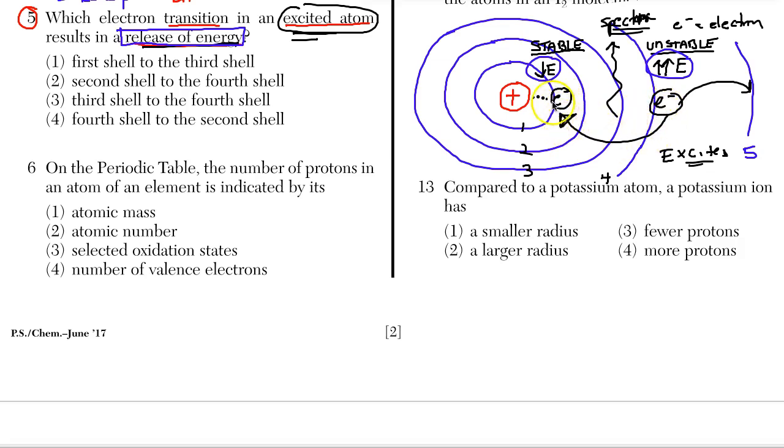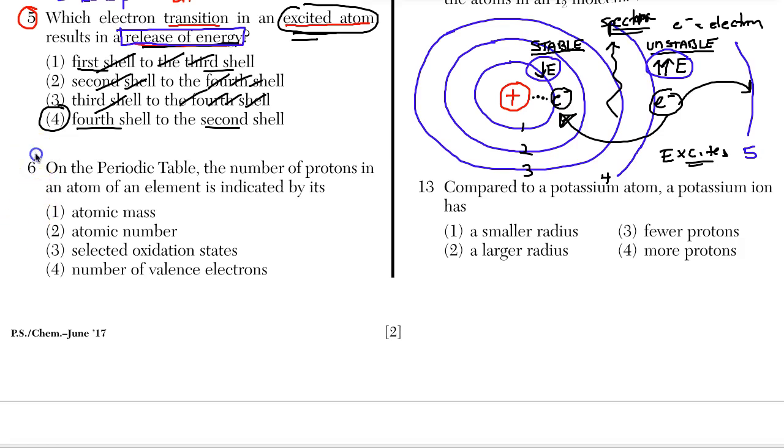So if you don't like any of that, which choice is different? First shell to the third, I'm going away. That would be an absorption of energy. Second shell to the fourth shell, that's going away. It's an absorption of energy. Third shell to the fourth shell, going away. So the only choice there that's going backwards and going from a high energy state to a low energy state is choice 4. Fourth to the second, going back to a ground state, going back to a more stable state, you have to release energy. And that energy, although not part of the question, it's part of a lot of other questions, is released in the form of photons of light. So 5 is 4. Moving on to 6.